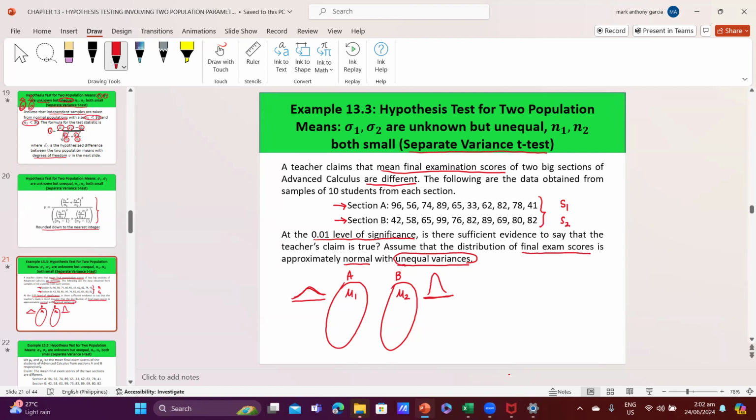Now, going back to our hypothesis test, the claim of the teacher is that the average of these final exam scores are different. So that means that the mean for the first group is not equal to the mean of the second group. And since this uses the not equal symbol, we shall put this in the alternative hypothesis, which is our claim. And then for our null hypothesis, it's the complement of the alternative hypothesis, which is mu sub 1 is equal to mu sub 2. So from this hypothesis, we can tell that the type of test is a two-tailed test.